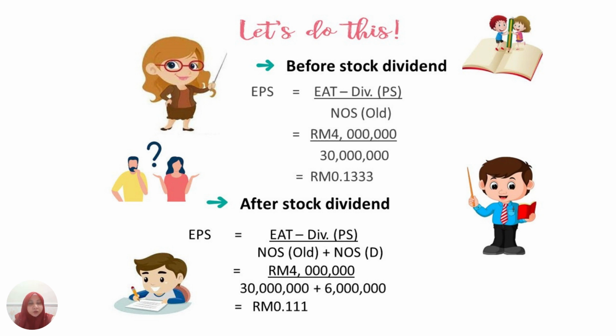Okay, let's do this. Now we look at earning per share before stock dividend. Earning per share equals earning after tax minus dividend per share divided by number of outstanding shares, equals Ringgit Malaysia 4 million divided by 30 million shares, equals Ringgit Malaysia 0.133. And we calculate earning per share after stock dividend. Earning per share equals earning after tax minus dividend per share divided by number of outstanding shares plus stock dividend shares, equals Ringgit Malaysia 4 million divided by 30 million shares plus 6 million shares, equals Ringgit Malaysia 0.11.